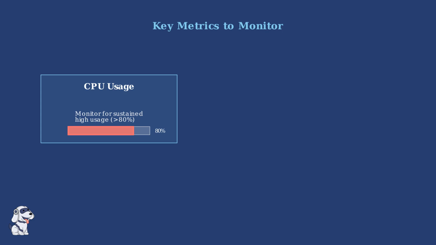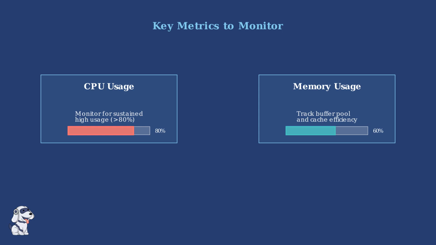Sustained high CPU usage above 80% can indicate query performance issues or insufficient resources. Memory usage indicates how efficiently your database is caching data. High memory usage isn't always bad, but sudden spikes or consistently low cache hit rates can signal problems.